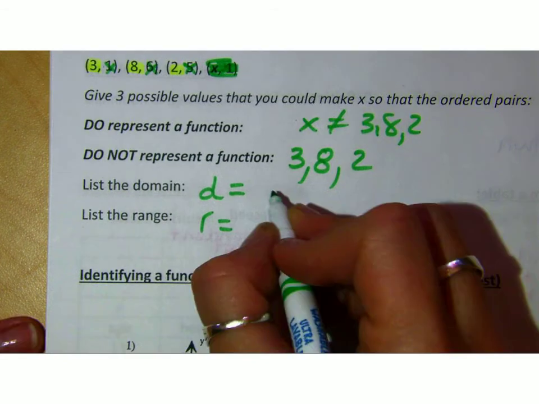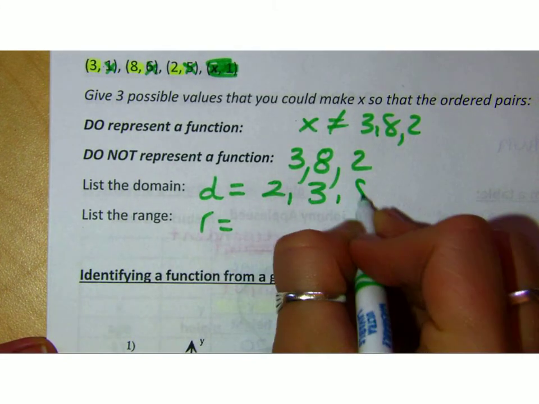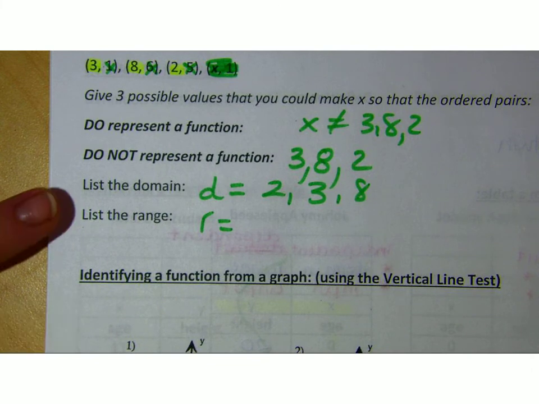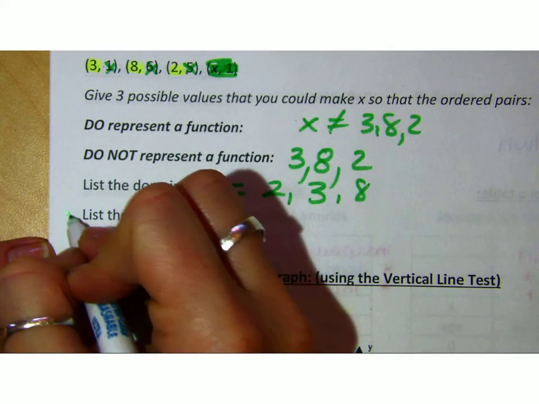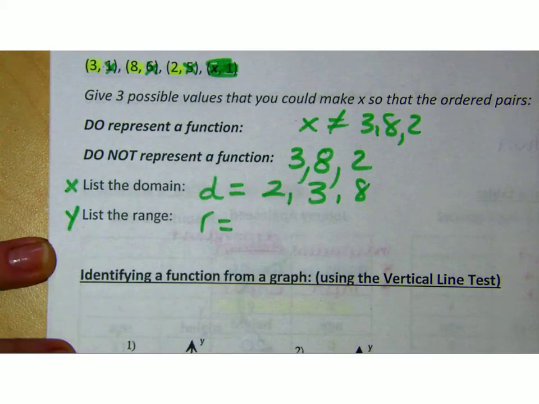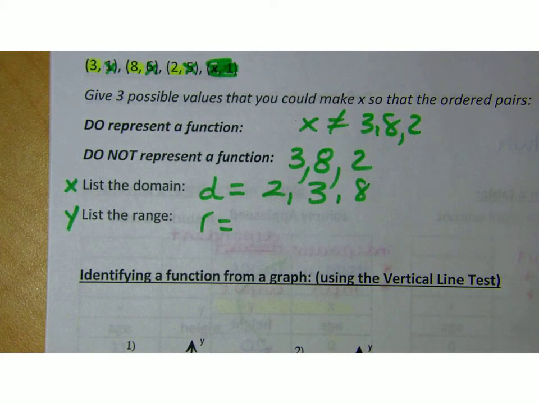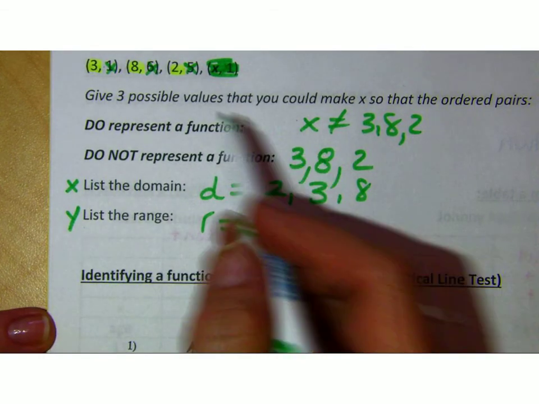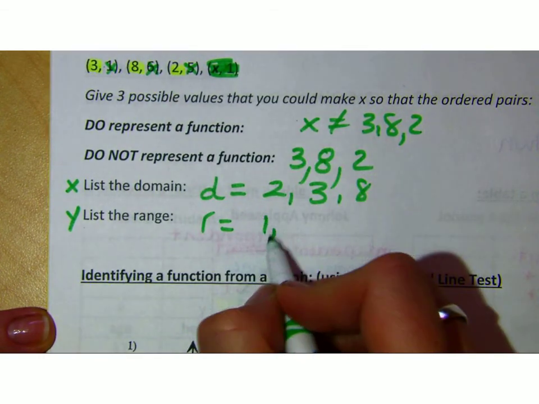And then what is the range? The range is the y values, and the domain are your x values. This might be one of the easiest lessons we do, right? Are you looking at this going, that's it? Yes, that's it. What's my range? 1, 6, and 5. That's it. Okay? It's not wrong if it's not.